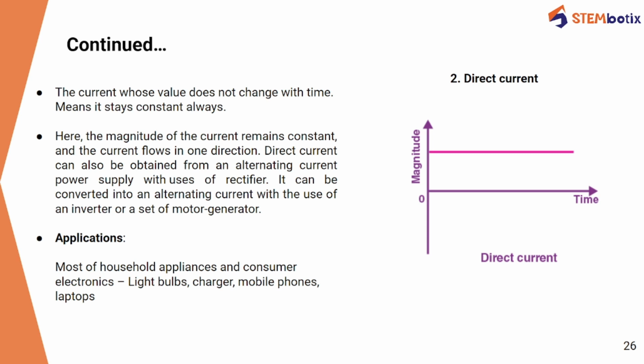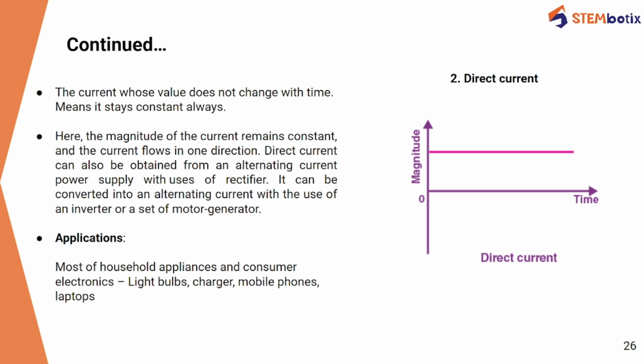Direct current can also be obtained from an alternating power supply with the use of rectifiers. So using a rectifier, you can change the alternating current into direct current. Direct current can also be converted into an alternating current with the use of an inverter or a motor generator set.